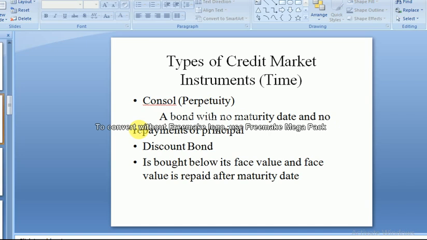So discount bond is a bond that is issued at lower price than its par value, or a bond that is trading in the secondary market at a price that is below the par value. It's similar to a zero coupon bond, only that the latter does not pay interest until maturity. A bond is considered to trade at a discount when its coupon rate is lower than the prevailing interest rate.